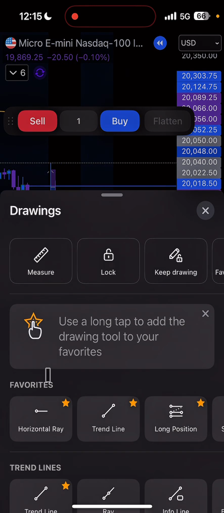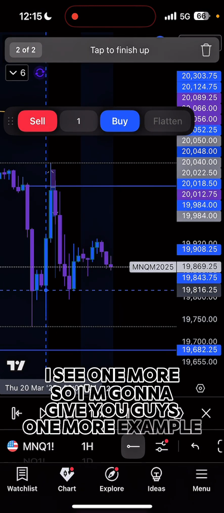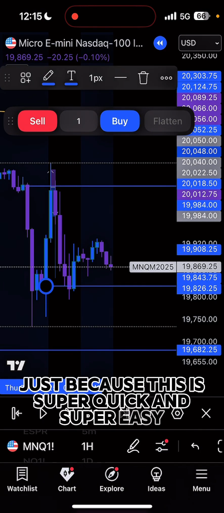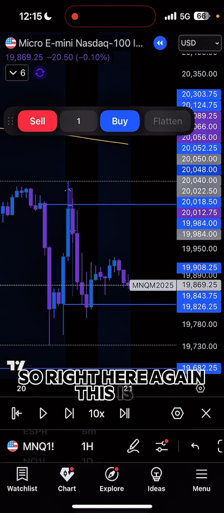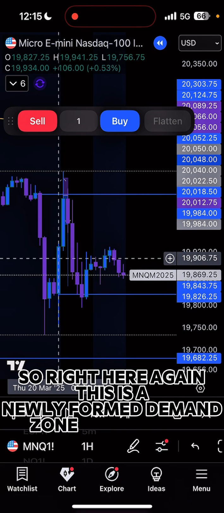And now that I'm looking at it, I see one more. So I'm going to give you guys one more example just because this is super quick and super easy. So right here, again, this is a newly formed demand zone. Boom.